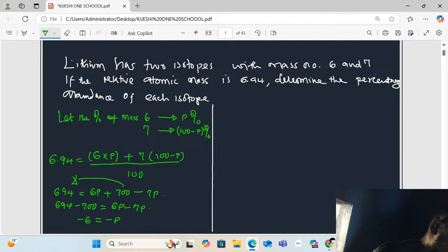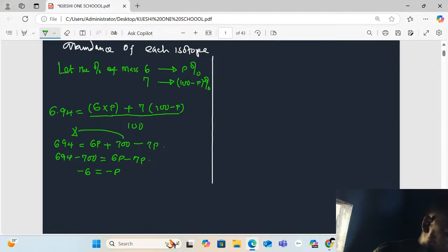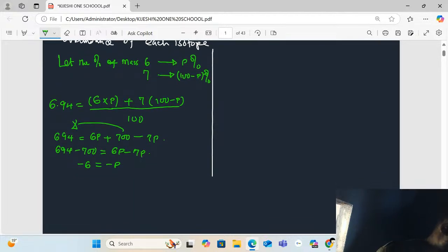Therefore, our P becomes 6%. There is something that we need to understand. Now, the 6% is the one that we awarded to the mass number of 6. But things here are different. I can give you the NB.